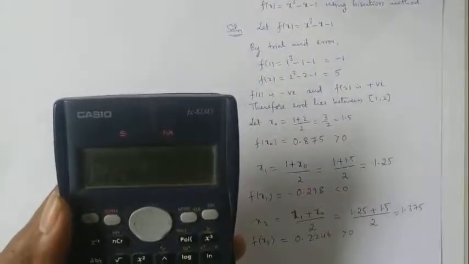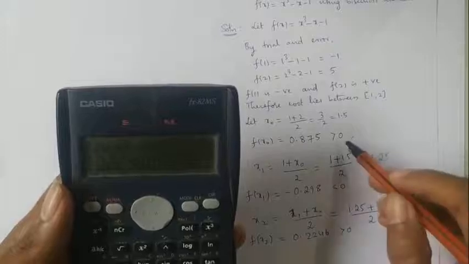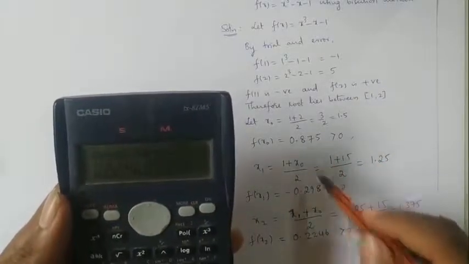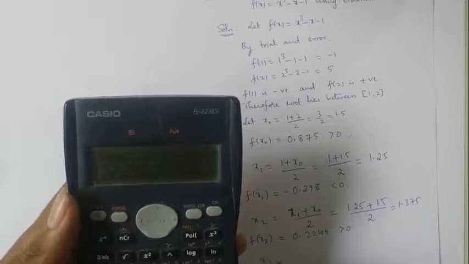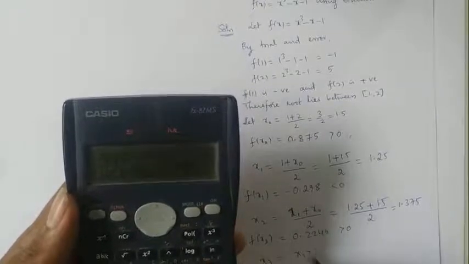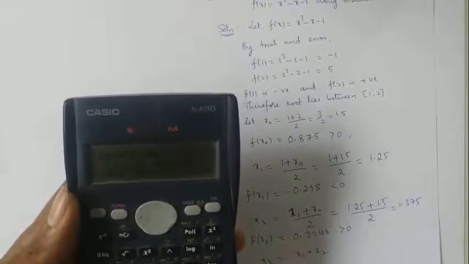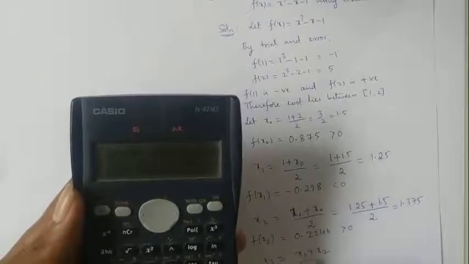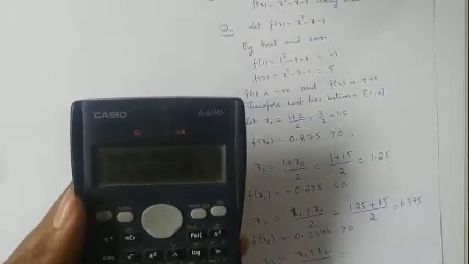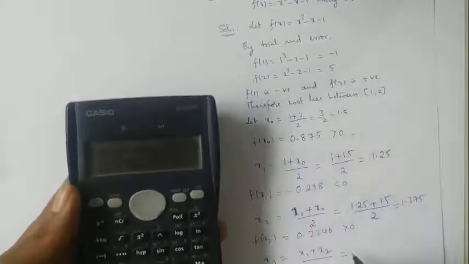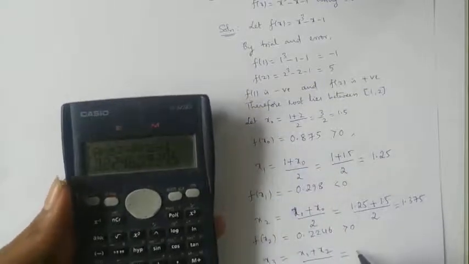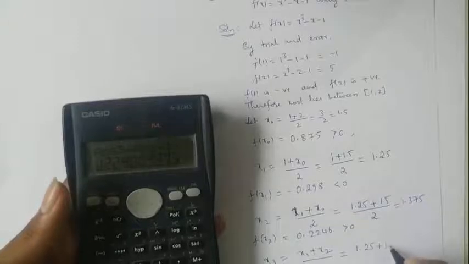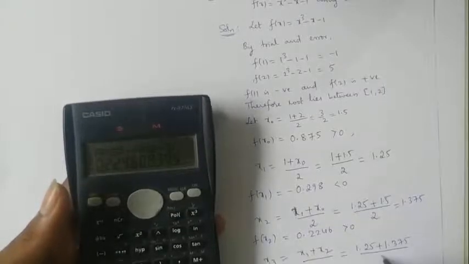Okay, so now the latest root which was greater than 0 was this. Now you have to use this. So instead of x naught you have to use x1. So x3 is equal to x1 plus x2, okay, divided by 2. Fine. So now this gives 1.25 plus 1.375 divided by 2.